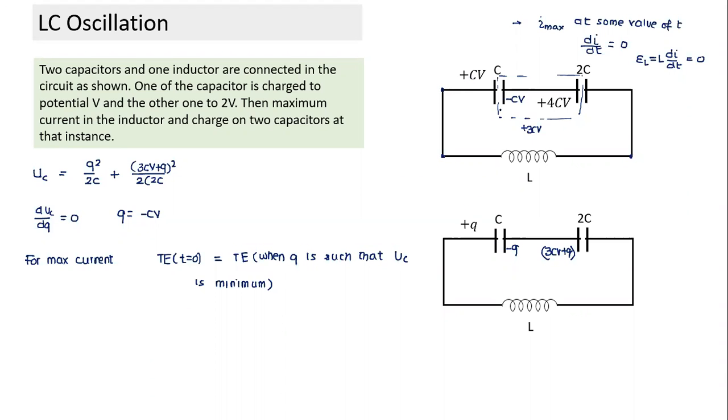So, one way of solving is using differentiation. The second way of solving the question would be to distribute the charge in such a way that the potential difference across the two capacitors are equal and opposite. So for the distribution of charge, the total charge I have to distribute is 3CV.